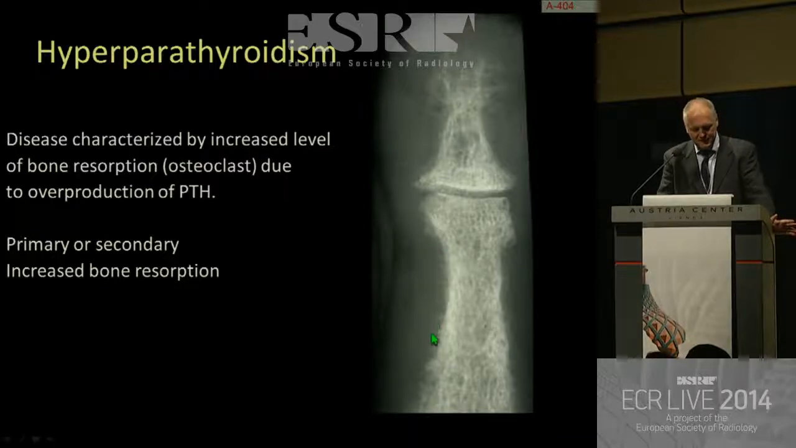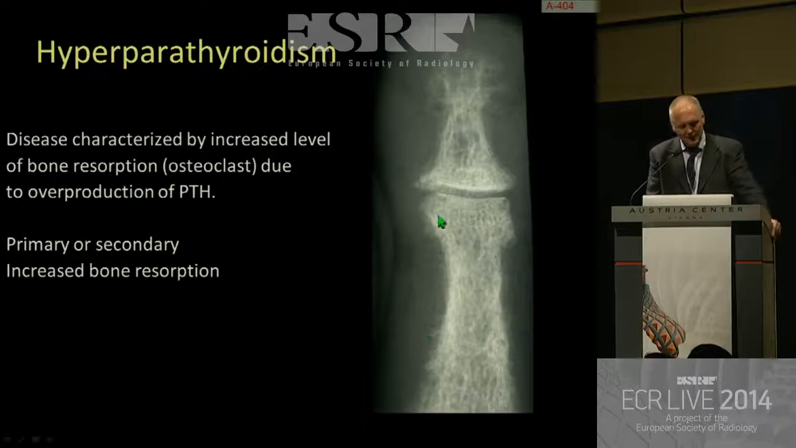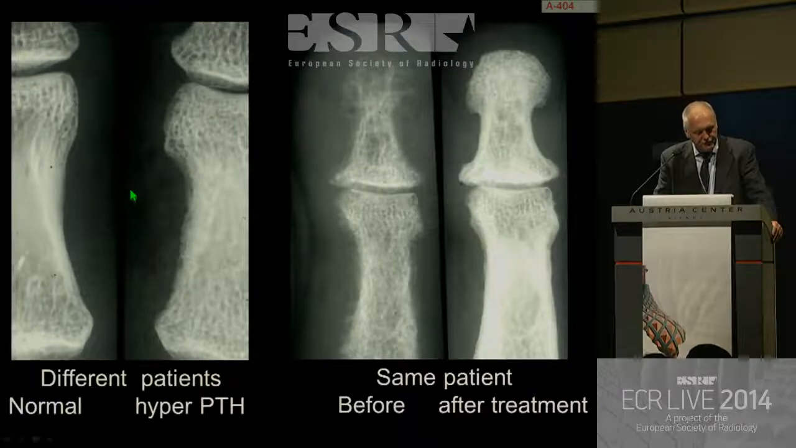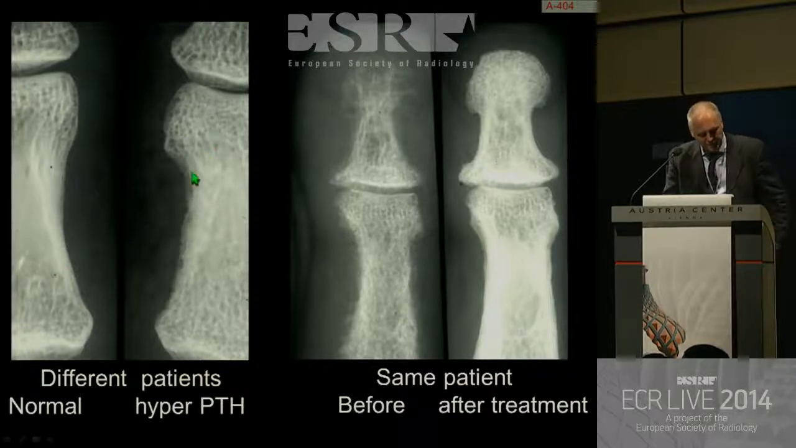Hyperparathyroidism, severe bone resorption everywhere in the skeleton, but you can see it nicely in the hand. It can be primary or secondary hyperparathyroidism. You have books and papers to read on that. You have to look at that cautiously, and these are two different patients, a normal phalanx and an abnormal phalanx.